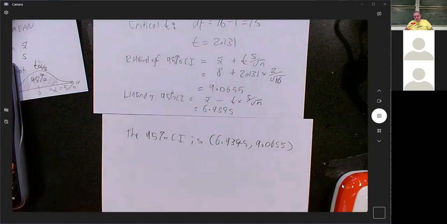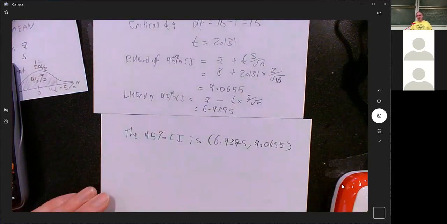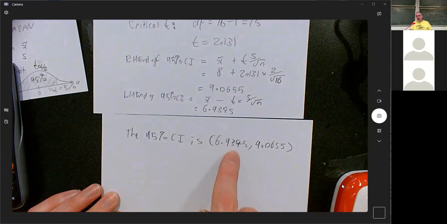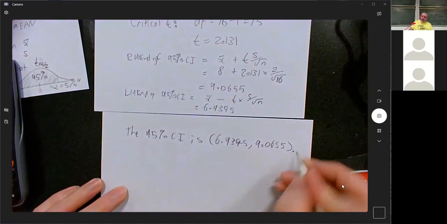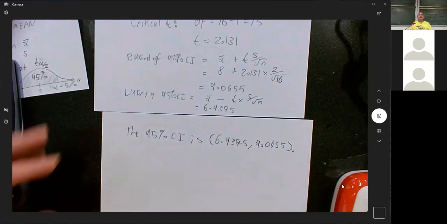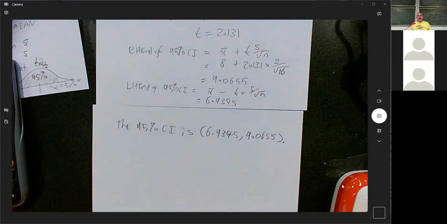Yeah. You're also allowed to say it with the words from 6.9345 to 9.0655. But if your lecturer has used this notation, then use it, it's shorter. Yeah. Again, in a multiple choice test, you'll just compare with what you expect it to be.